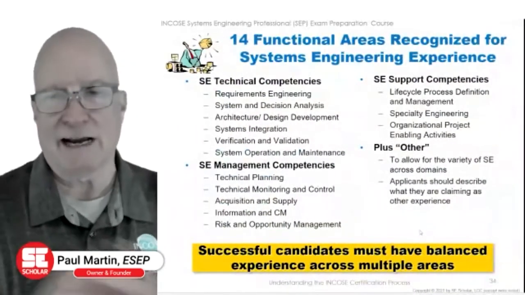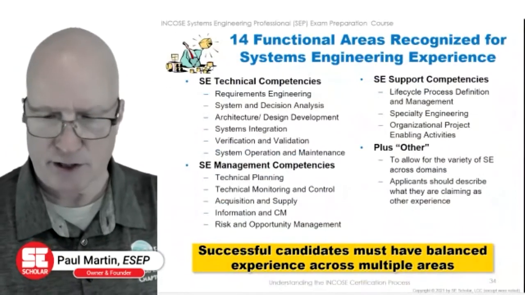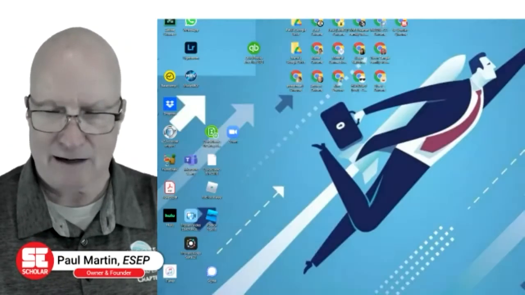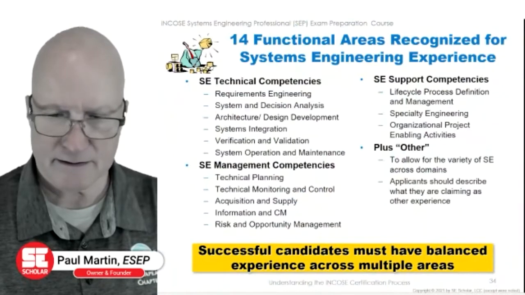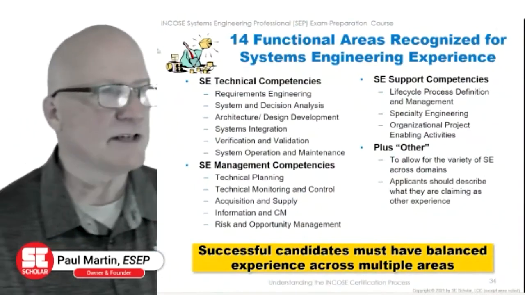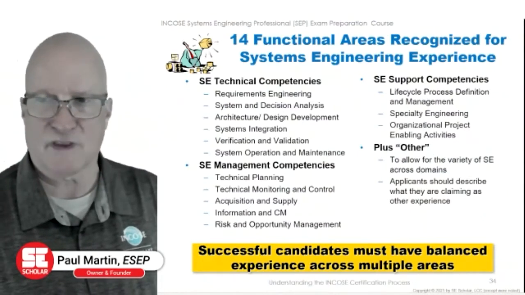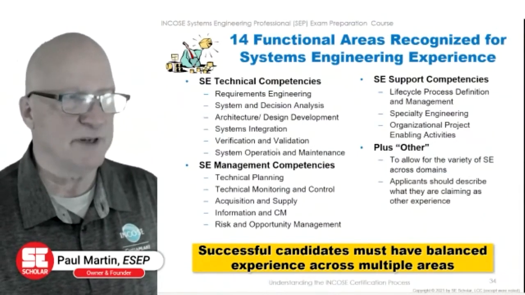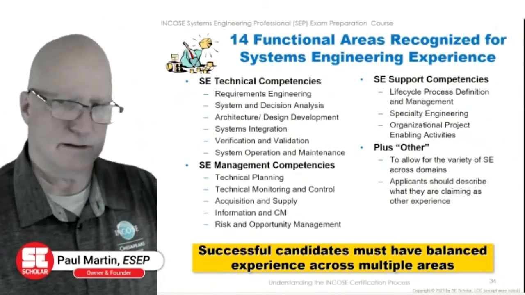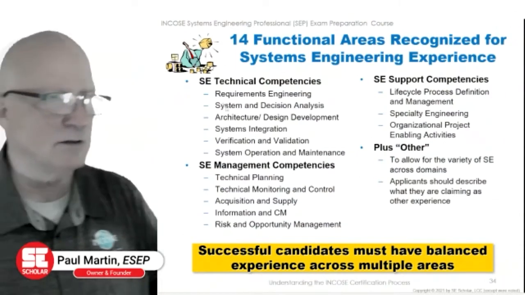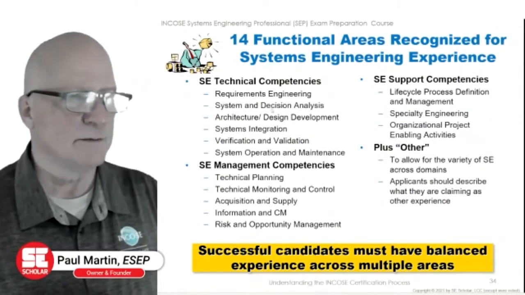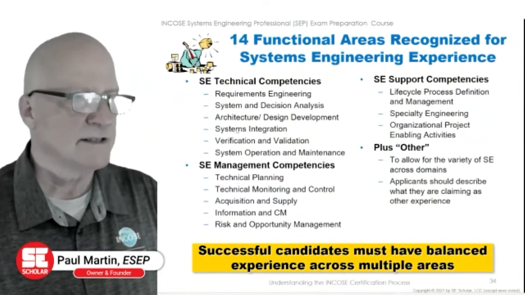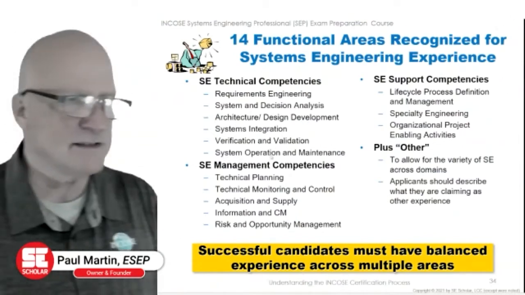Now, the 14 areas, what are they? Basically, what you're going to do is actually pull this out of, let me see if I can pull this up. There it is. There we go. Okay, so these are the 14 areas that they talk to. There are technical competencies for systems engineering. These are the main technical things that we do as systems engineers: requirements management, systems engineering and design, decision analysis, architecture and design work, systems integration, verification, validation, system operation and maintenance.